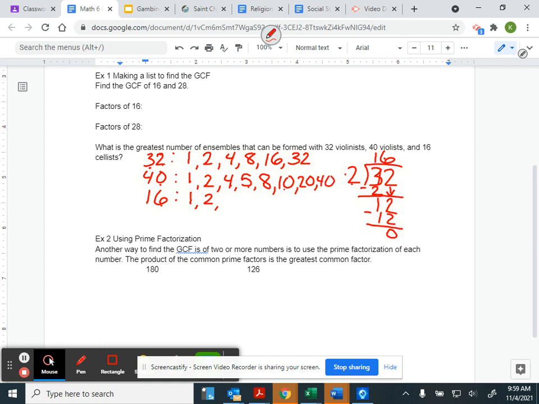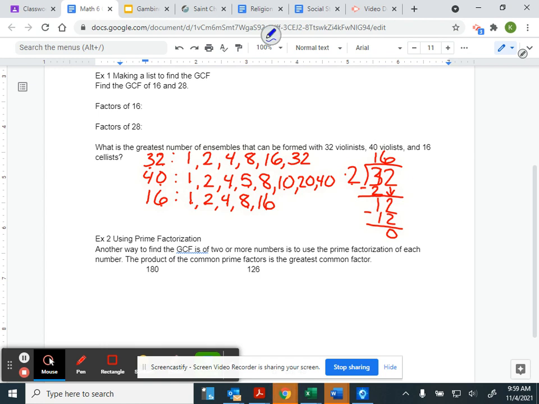So now for our 16, we know the 1 and the 2, no 3, 4, no 5, no 6, no 7, 8. So we know 4 times 4, 8 times 2, no 9, no 10. So it would be 1 times 16. So I have my list.